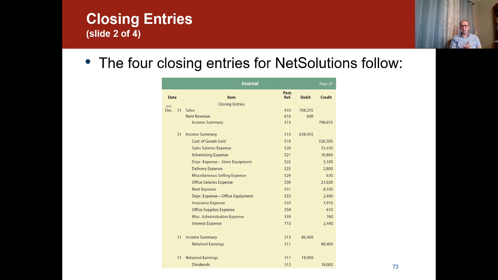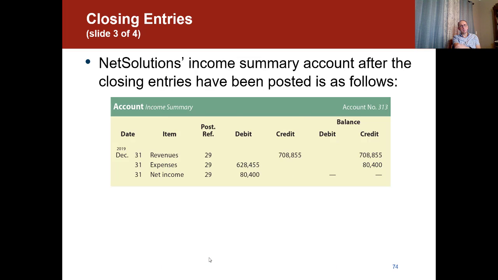And here is how we usually present it. You can see here the list: the first one, closing the revenues, closing the expenses, closing the income summary, and then finally closing the dividends. And then as you can see here in these slides, we have the account for income summary, which shows closing revenues, closing expenses, and then closing the income summary itself.